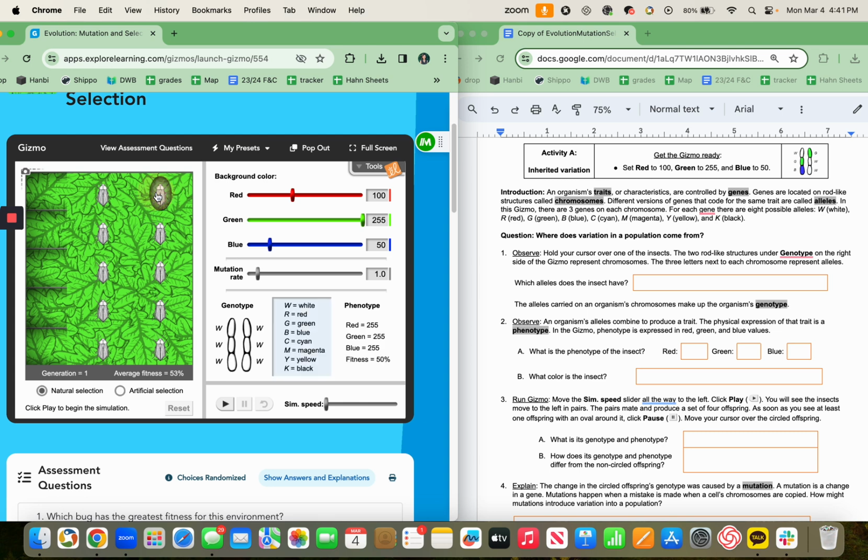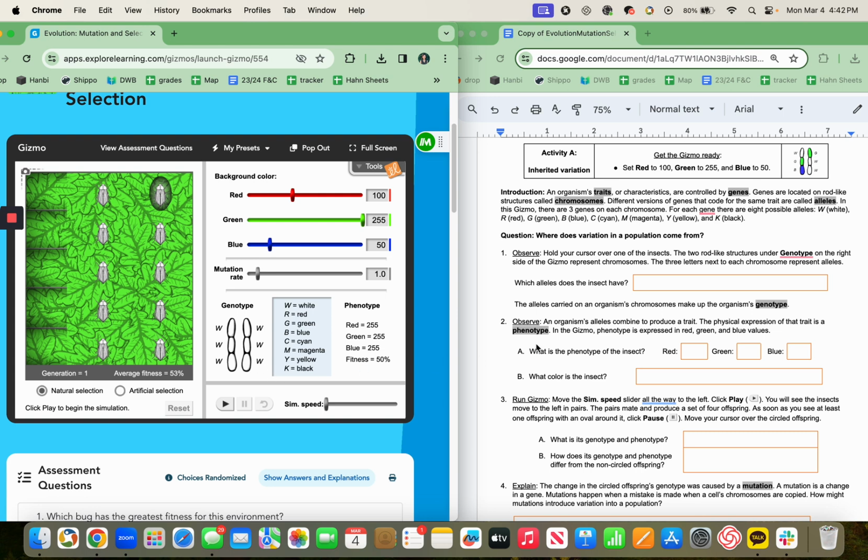I guess I had to click on it. Here are the chromosomes, and then these are the alleles. So what alleles does this insect have? Well, that's going to be pretty easy. It's just WWW.